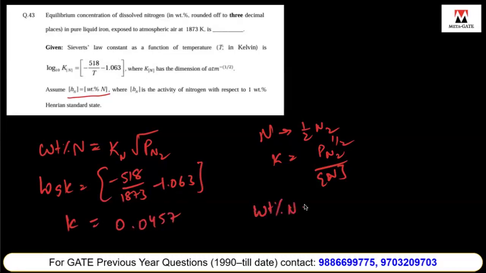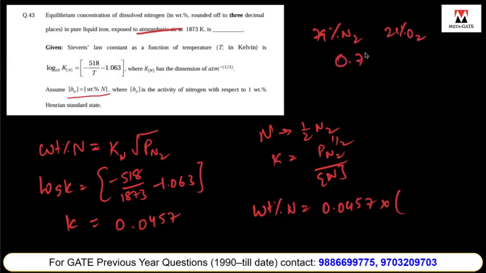So weight percentage N is equal to 0.0457 into, here it is given as atmospheric air. The atmospheric air contains 79% nitrogen and 21% oxygen nearly. So you can take the partial pressure as 0.79, as total pressure is given as 1 atmosphere. So you can write it in terms of 0.79 power 1 by 2. This comes to 0.04. Thank you.